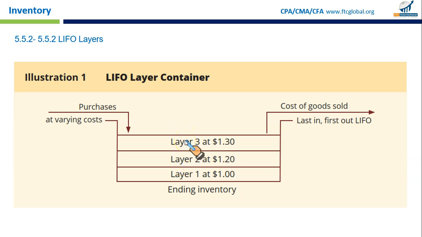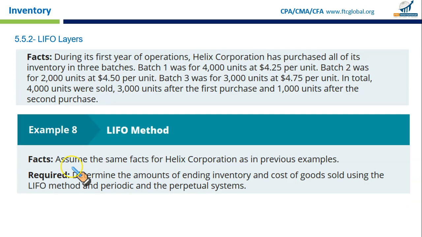Layer 3 with a cost of 1.3 would be used first to calculate your CGS, cost of goods sold. If more inventory is sold, layer 2 would be used, right? And maybe some units might be required from layer 1 as well. So this is how it works.